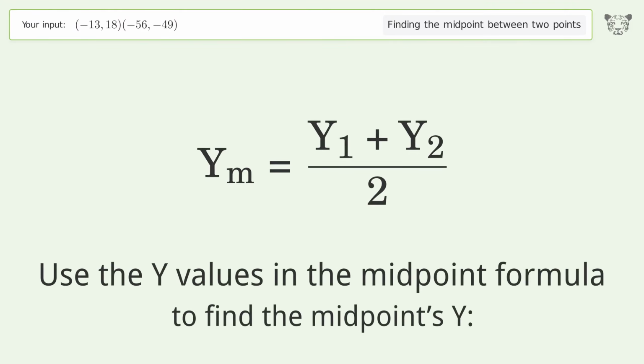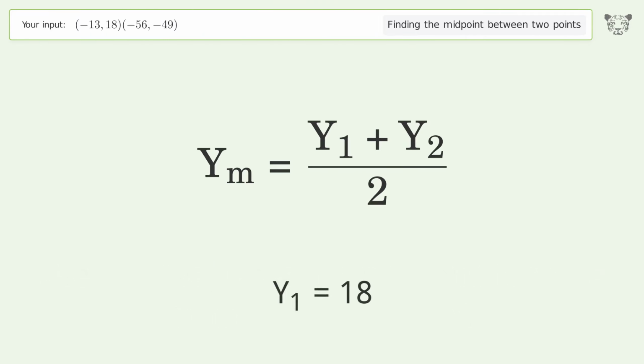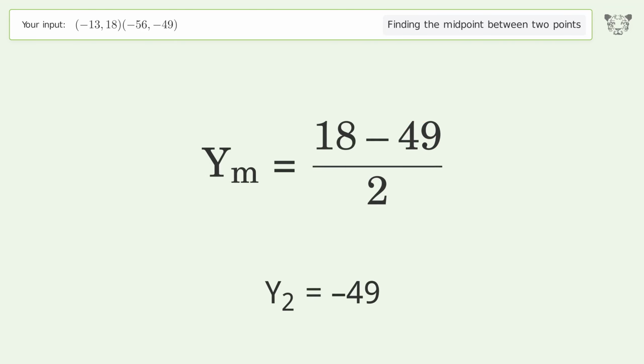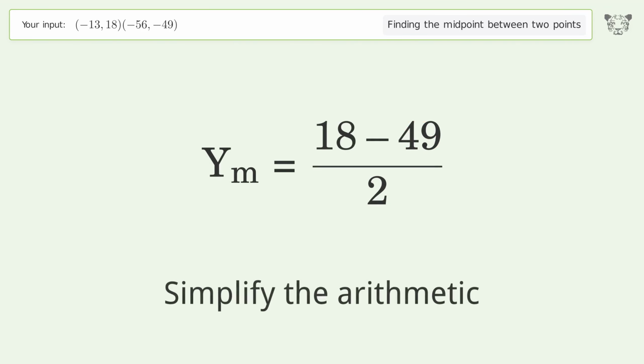Use the y values in the midpoint formula to find the midpoint's y. y1 equals 18. y2 equals -49. Simplify the arithmetic.